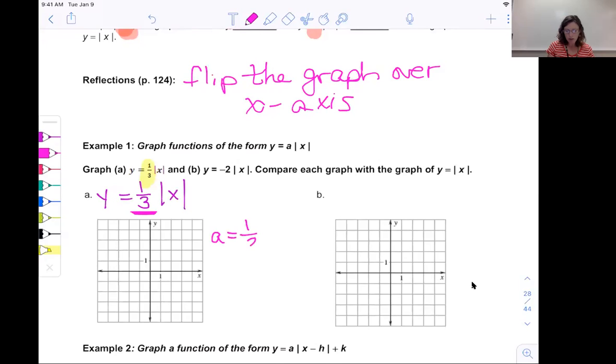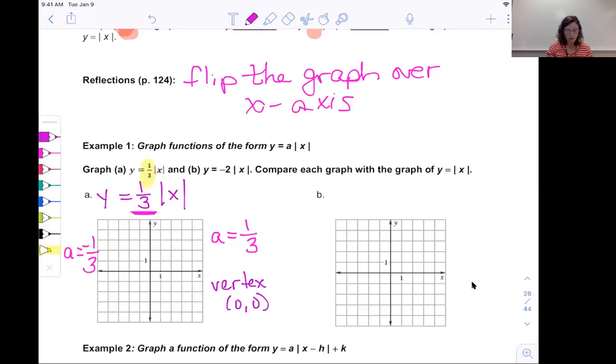This graph has two sides. It has one side with a positive slope, and it has the other side with that slope being negative. That's what makes the V. It's really two lines with a positive and negative slope connecting together to make a V. This graph has a vertex at 0, 0, because there is not a number added or subtracted anywhere in the equation. There's just the number 1/3 in front.